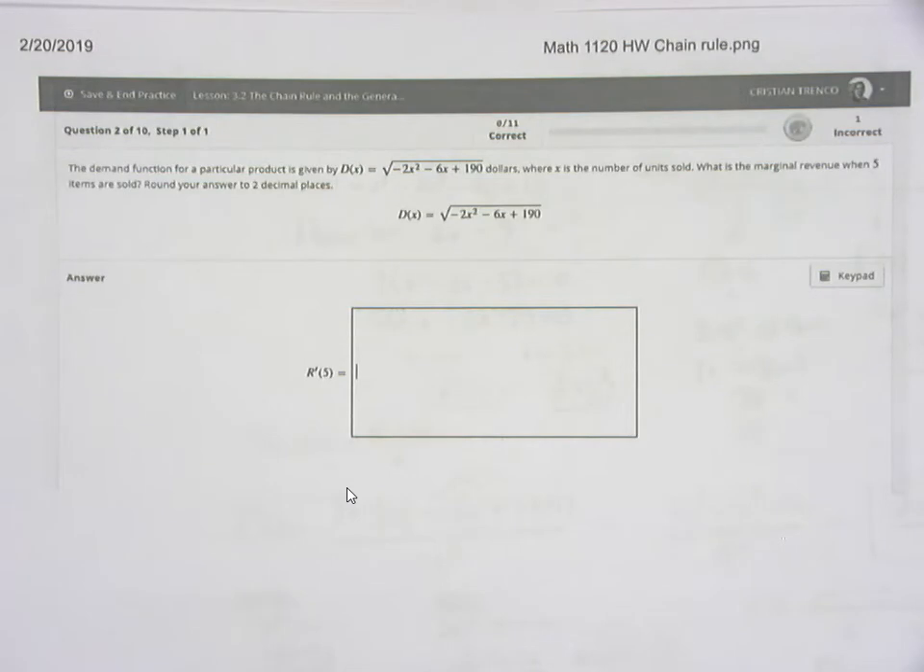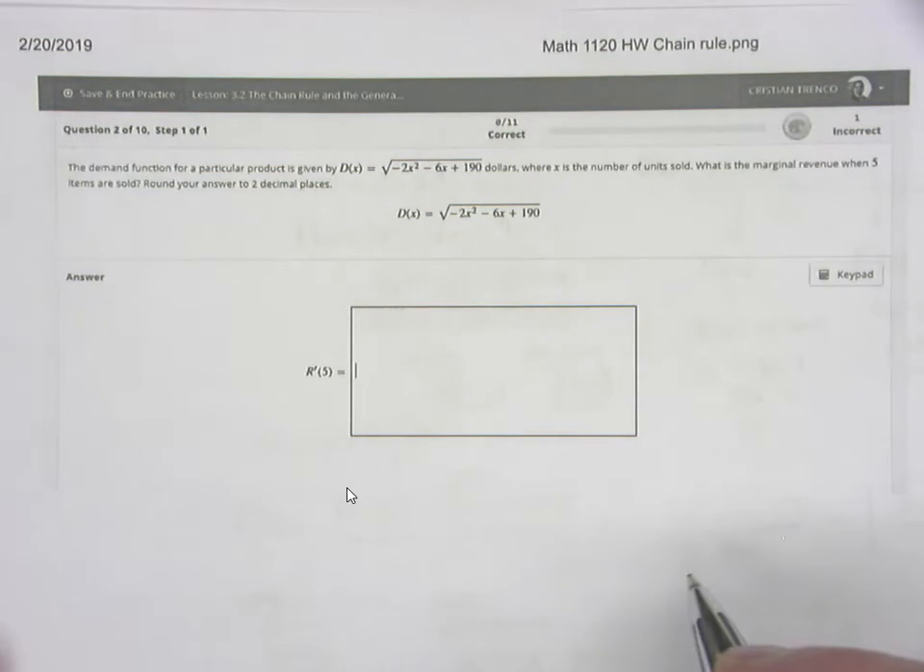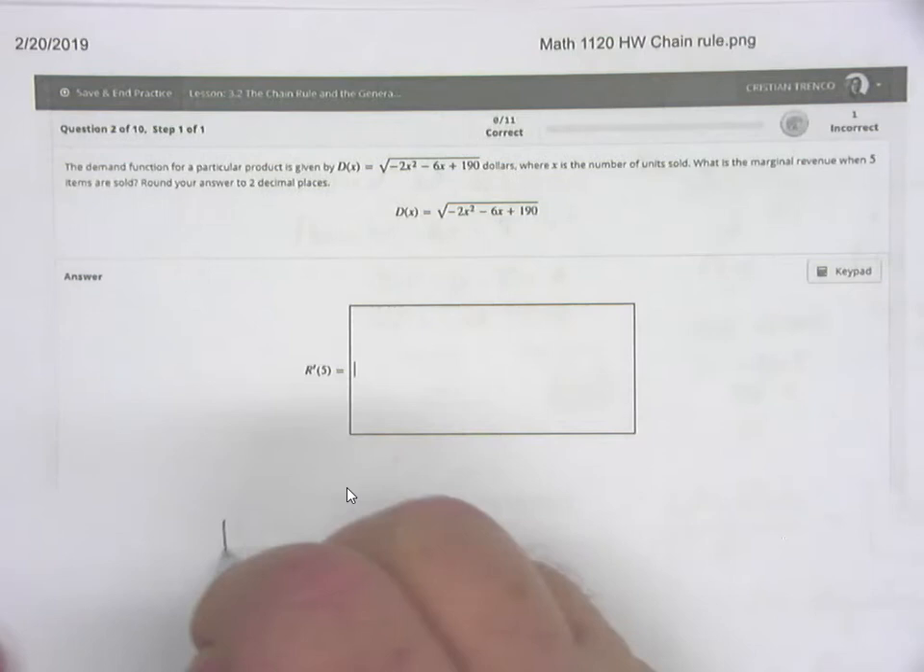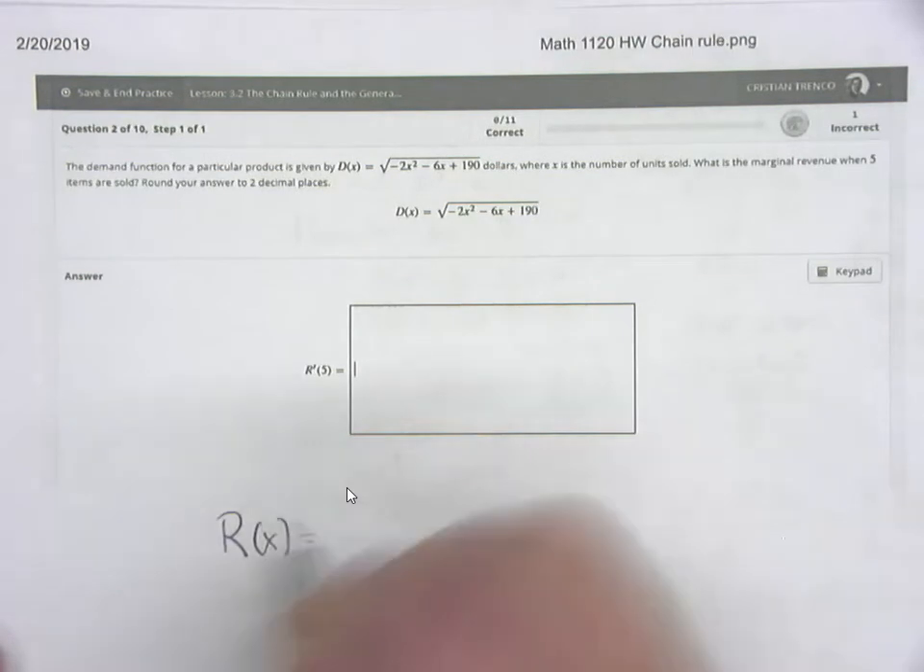All right. So here's the deal. We were looking for marginal revenue. But before you get marginal revenue, marginal meaning derivative, you've got to find revenue. What is my revenue equation? Revenue is equal to what? What is my formula?